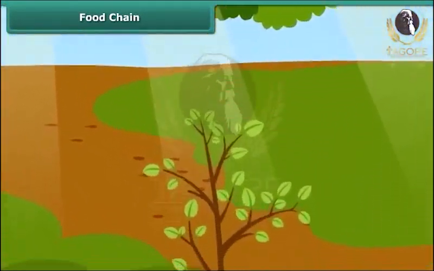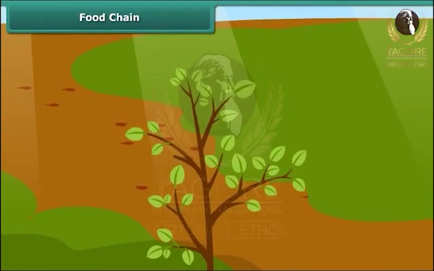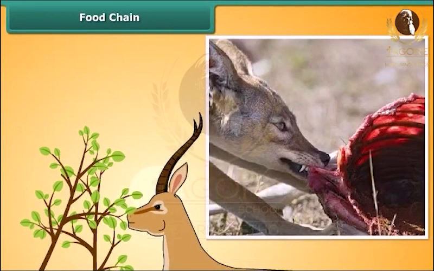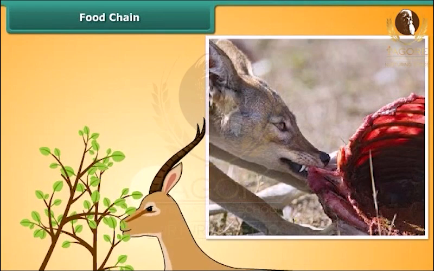The plants are the producers as they manufacture their own food with the help of sunlight. The animals are the consumers. Animals can be plant-eating herbivores or flesh-eating carnivores. Animals can also be omnivores, consuming both plants and other animals. The scavengers feed on dead animals.